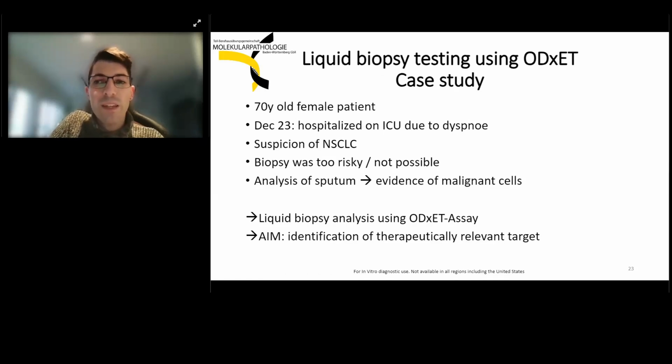Now I'd like to proceed with a case study. A 70-year-old female patient was hospitalized on the intensive care unit due to severe dyspnea. There was suspicion of non-small cell lung cancer. However, a biopsy was not possible. The clinicians analyzed the sputum of the patient and found evidence of malignant cells. And then they requested us to do liquid biopsy analysis in order to find a therapeutically relevant target.